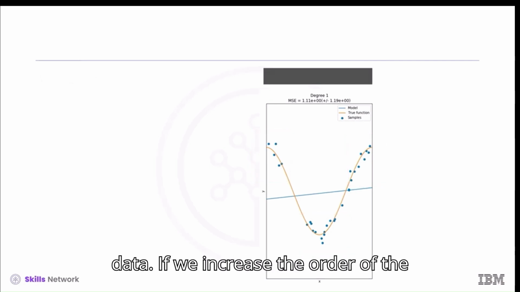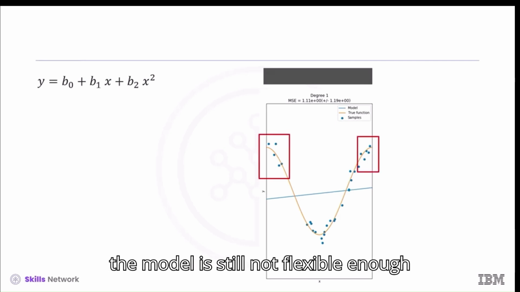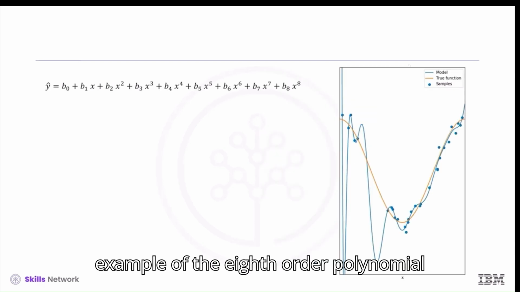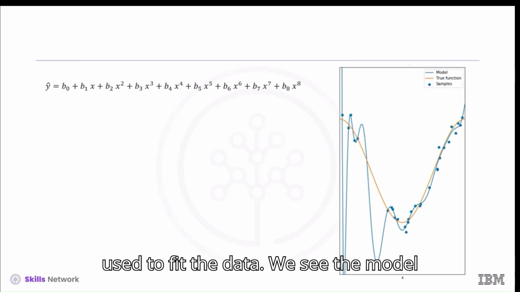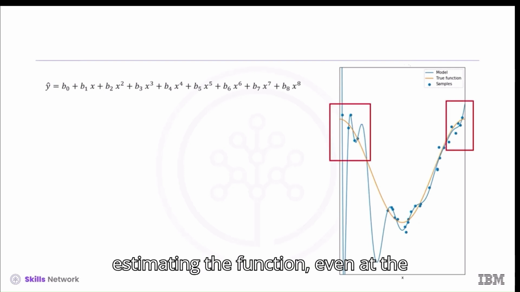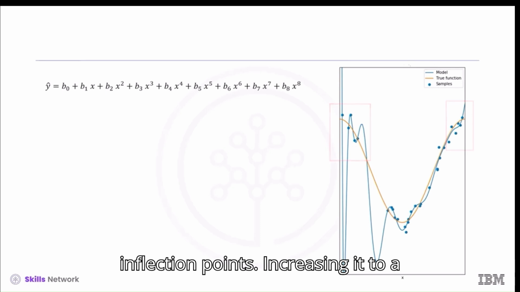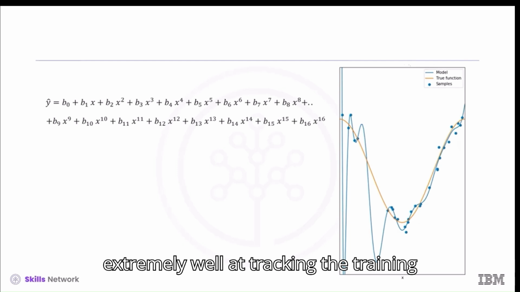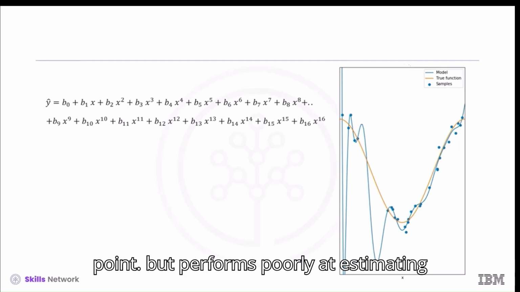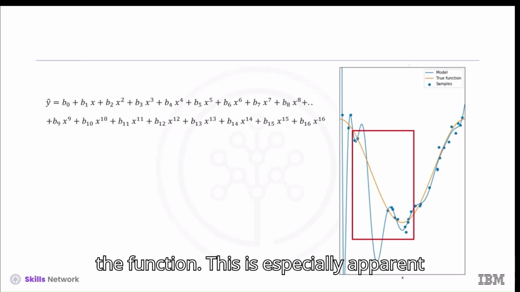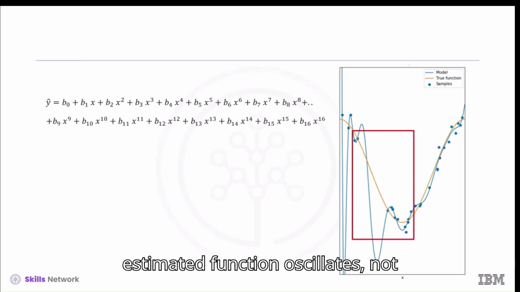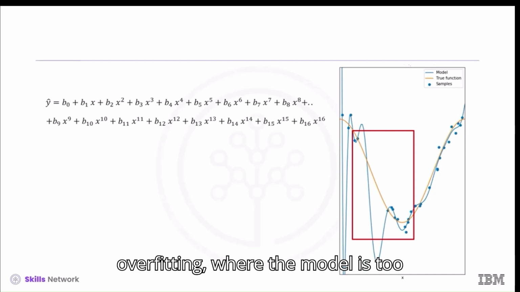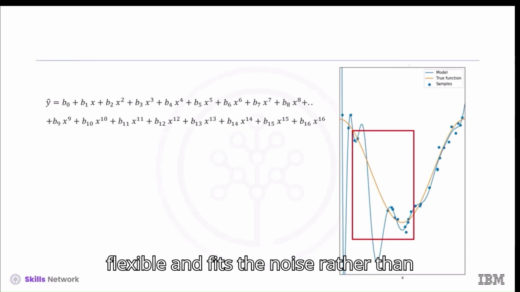If we increase the order of the polynomial, the model fits better, but the model is still not flexible enough and exhibits underfitting. This is an example of the 8th order polynomial used to fit the data. We see the model does well at fitting the data and estimating the function, even at the inflection points. Increasing it to a 16th order polynomial, the model does extremely well at tracking the training points, but performs poorly at estimating the function. This is especially apparent where there is little training data. The estimated function oscillates, not tracking the function. This is called overfitting, where the model is too flexible and fits the noise rather than the function.